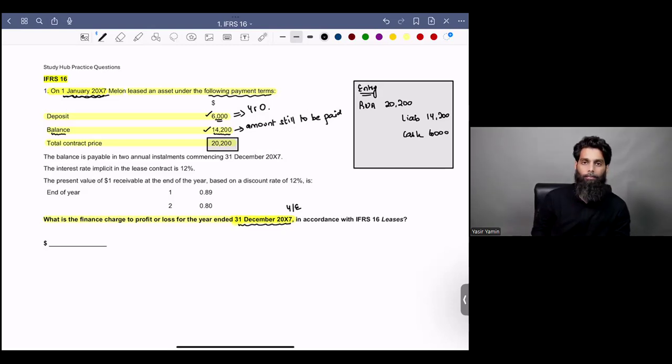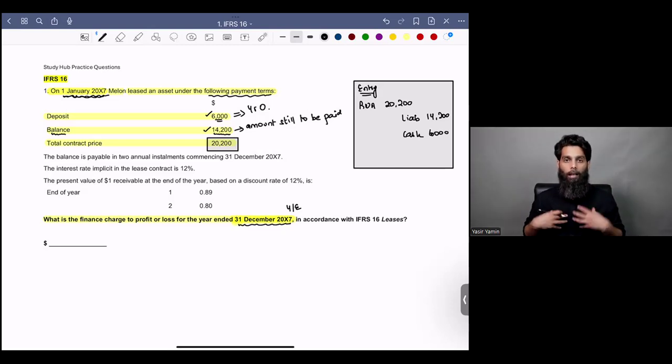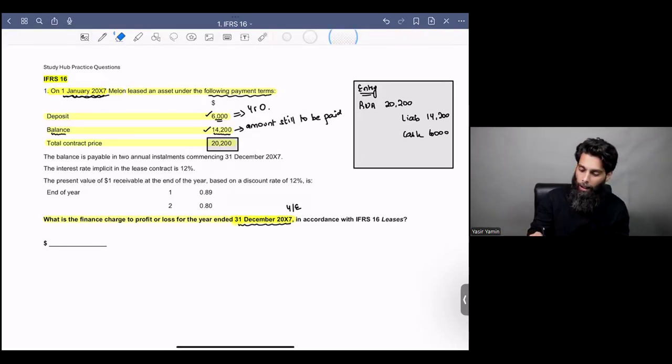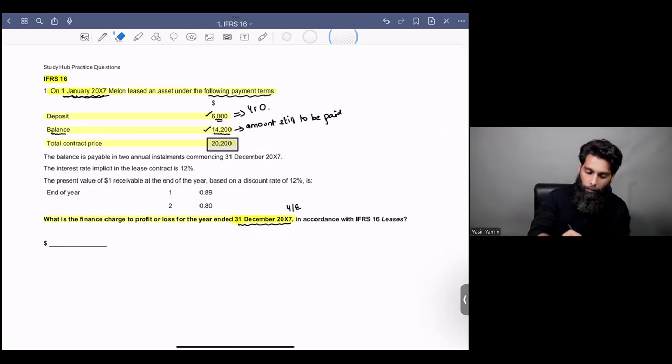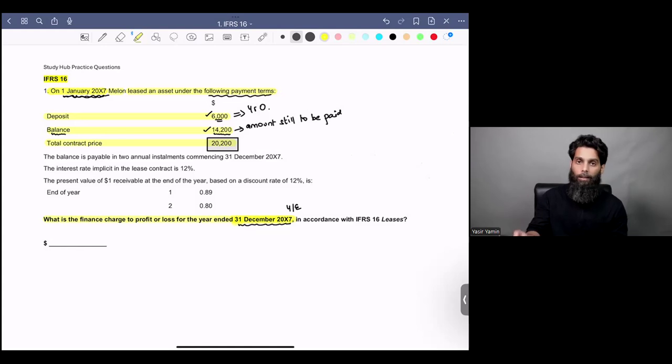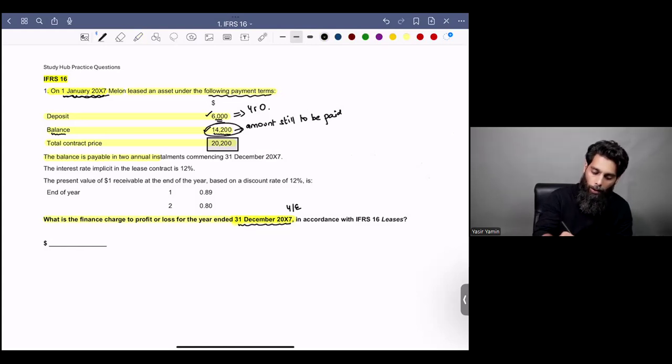All right. I would have made this accounting entry if I had not read the question that already comes. Make sense? Are you guys with me here? All right. So this would have been the basic accounting entry up till now. But let us just read forward. What does your examiner say? The examiner says that the balance is payable. The balance means this $14,200 of amount. The balance is payable in 2 annual installments commencing on 31st December 20x7.